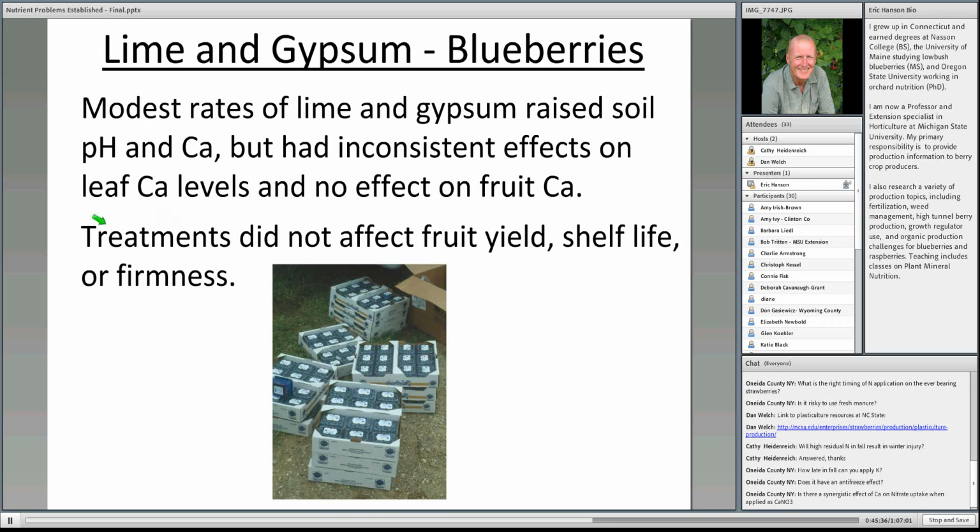So I thought this was a good test to talk about here because it was in a field that was low in calcium to begin with, and over time we were able to pretty dramatically increase calcium levels in the soil, but this had pretty minor effects, if any, on calcium levels in the plants, and particularly in the fruit where you'd like it.